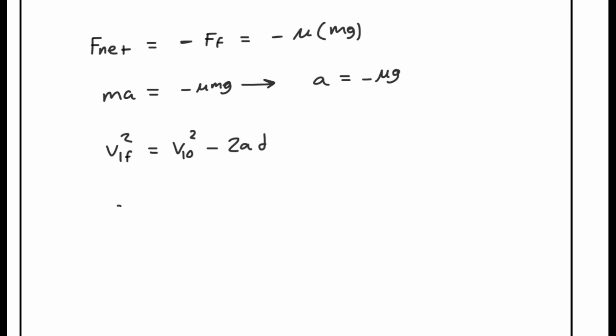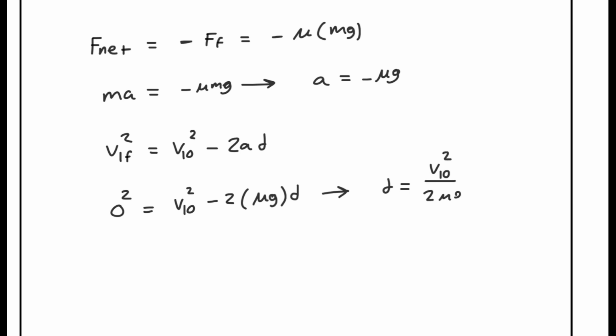And solving this, we'd get 0 squared equals v10 squared minus 2 times mu g times d, which would tell us that the distance d is just equal to the initial speed of the block squared divided by 2 mu g. So what is that speed?